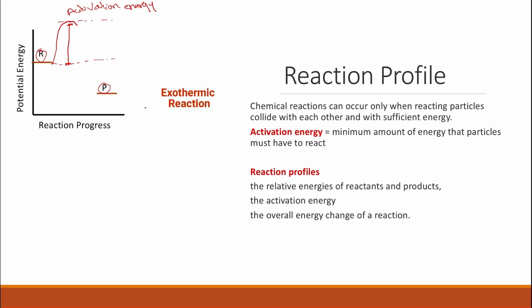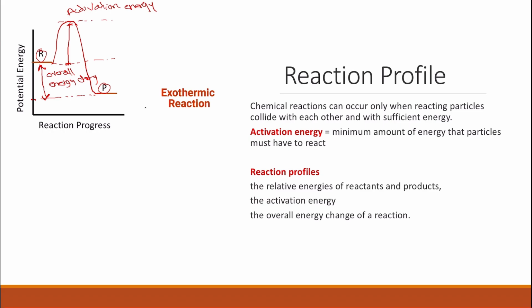And then once we have the activation energy and the reaction starts, the products will start to form. There will be a reduction or a fall in the energy until we reach the energy of the products. So this is the energy of the products. The difference between the energy of the reactants and the energy of the products, this difference is the overall energy difference or overall energy change. So this is the overall energy change for this reaction. So that's for the exothermic reaction.